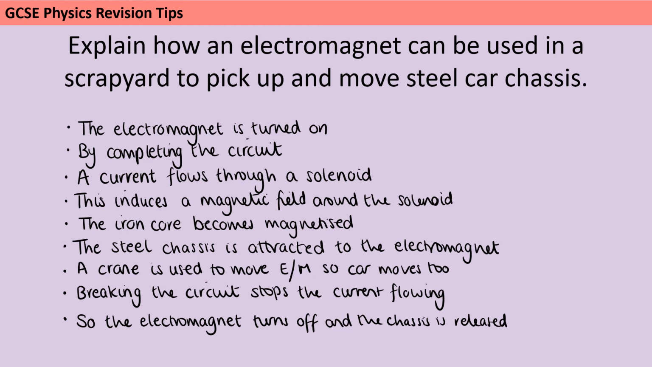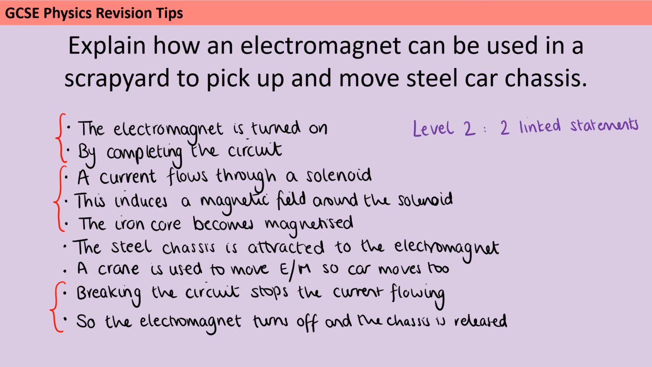Now, this is quite a straightforward question and you probably haven't missed out many things here, but the key thing is that in order to get into level 2 and then into level 3, we need some linking in there. So I would suggest that there are a few of these statements that come together as pairs or as threes. So the idea that you turn the electromagnet on by completing the circuit, the idea that as the current flows, that's what induces the magnetic field, and then the idea that when we break the circuit, the current won't flow and the electromagnet will turn off.